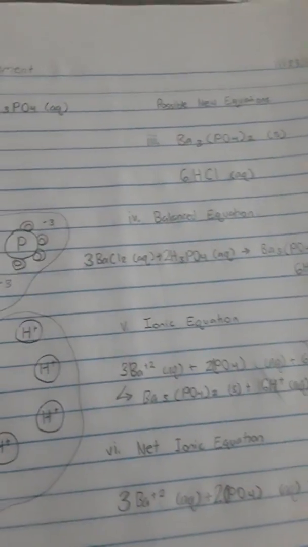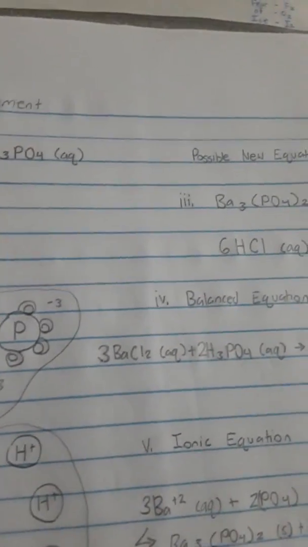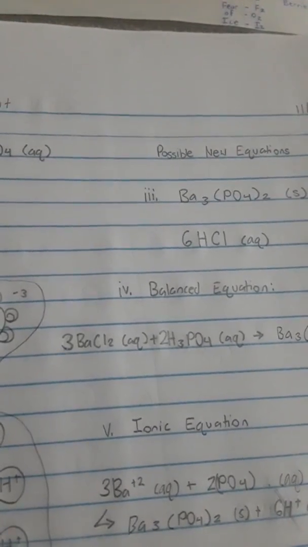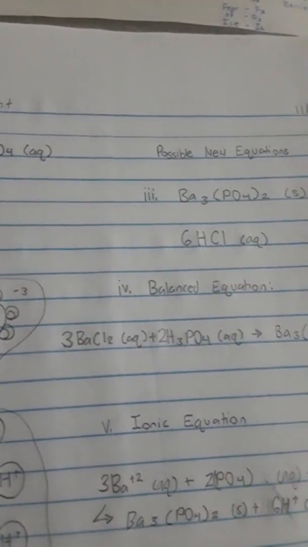So for our balanced equation, we put what we had before, BaCl2 aqueous plus 2H3PO4 aqueous, and we get Ba3(PO4)2 solid plus 6HCl aqueous.